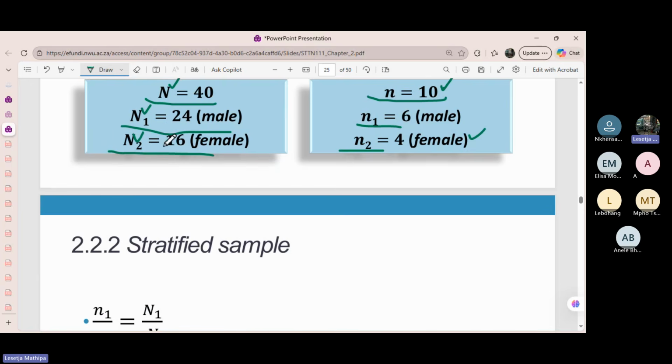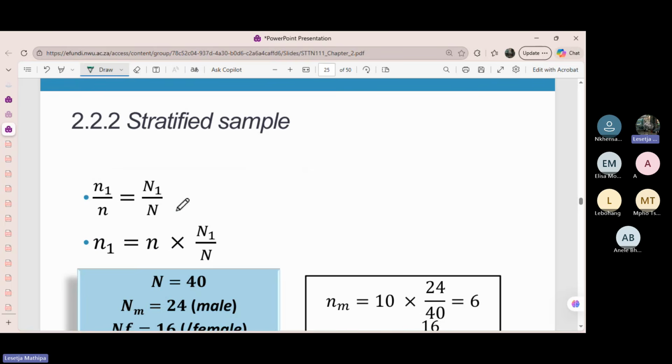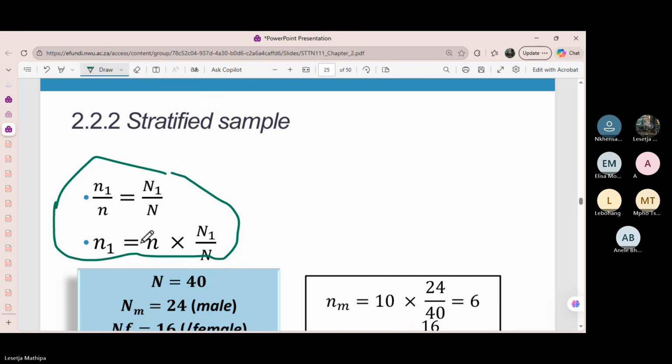Once you understand this, we're going to use this formula. You can use it to find the sample stratum size, depending on the question you are given. You can also use it to find the population stratum size. But it's very important to make sure that you understand this formula.